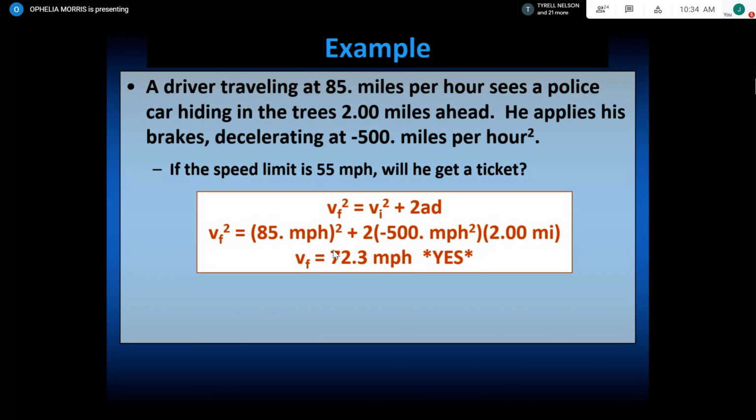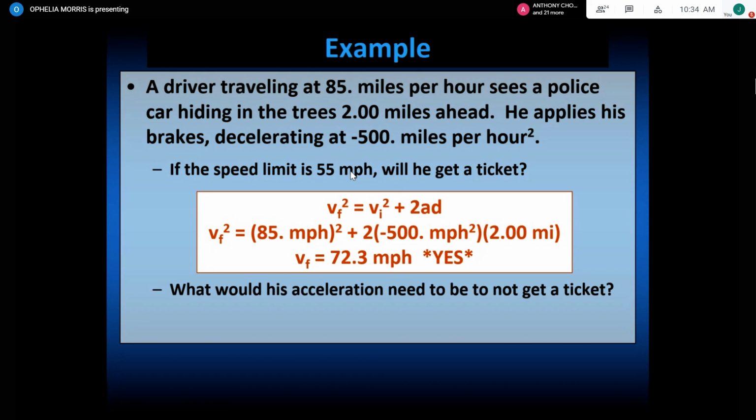So when I square that, when I take the square root, I should get 72.3 meters per hour. So will the person get a ticket? Yes. Why? Because their final velocity after 2 miles would be 72.3 meters per hour, and that is above the 55 miles per hour. Now it says, what would his acceleration be for him not to get a ticket? So here, for him not to get a ticket, what speed limit does he have to have? It will be less than 55. Well, not less. He has to be 55 or lower, right?